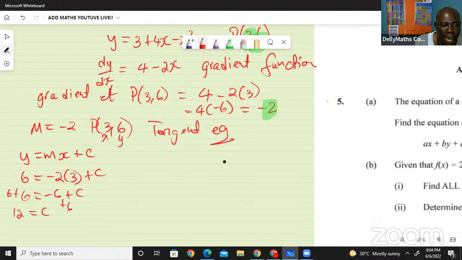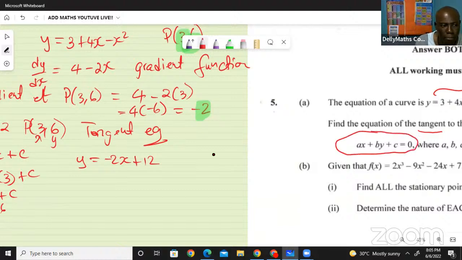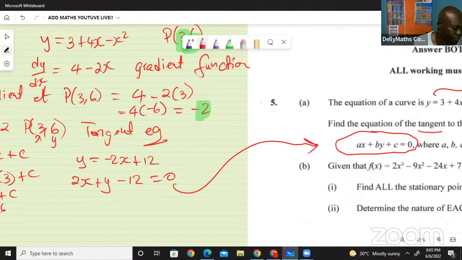Now, I could write this as y = -2x plus 12, but it's not in the form that they want. They want us to write it with everything coming across and equal to 0. So this -2x will be +2x, this is a positive y, and this is a -12, and this is equal to 0. And we would have written it like that.